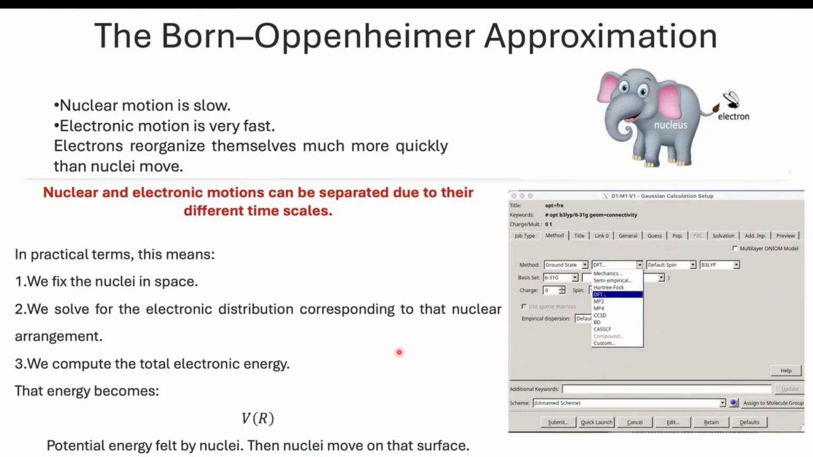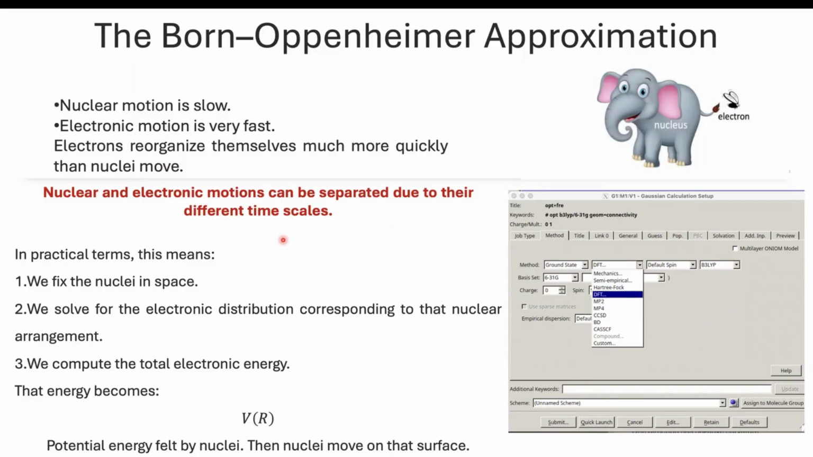The Born-Oppenheimer approximation: as we know, a molecule consists of atomic nuclei, positively charged and heavy, and electrons, negatively charged and very light. The crucial difference is not just charge, it is mass. Nuclei are thousands of times heavier than the electron. Because of this, nuclear motion is slow, and electronic motion is very fast. Electrons rearrange themselves much more quickly than nuclei move. So, nuclear and electronic motions can be separated due to their different time scales.